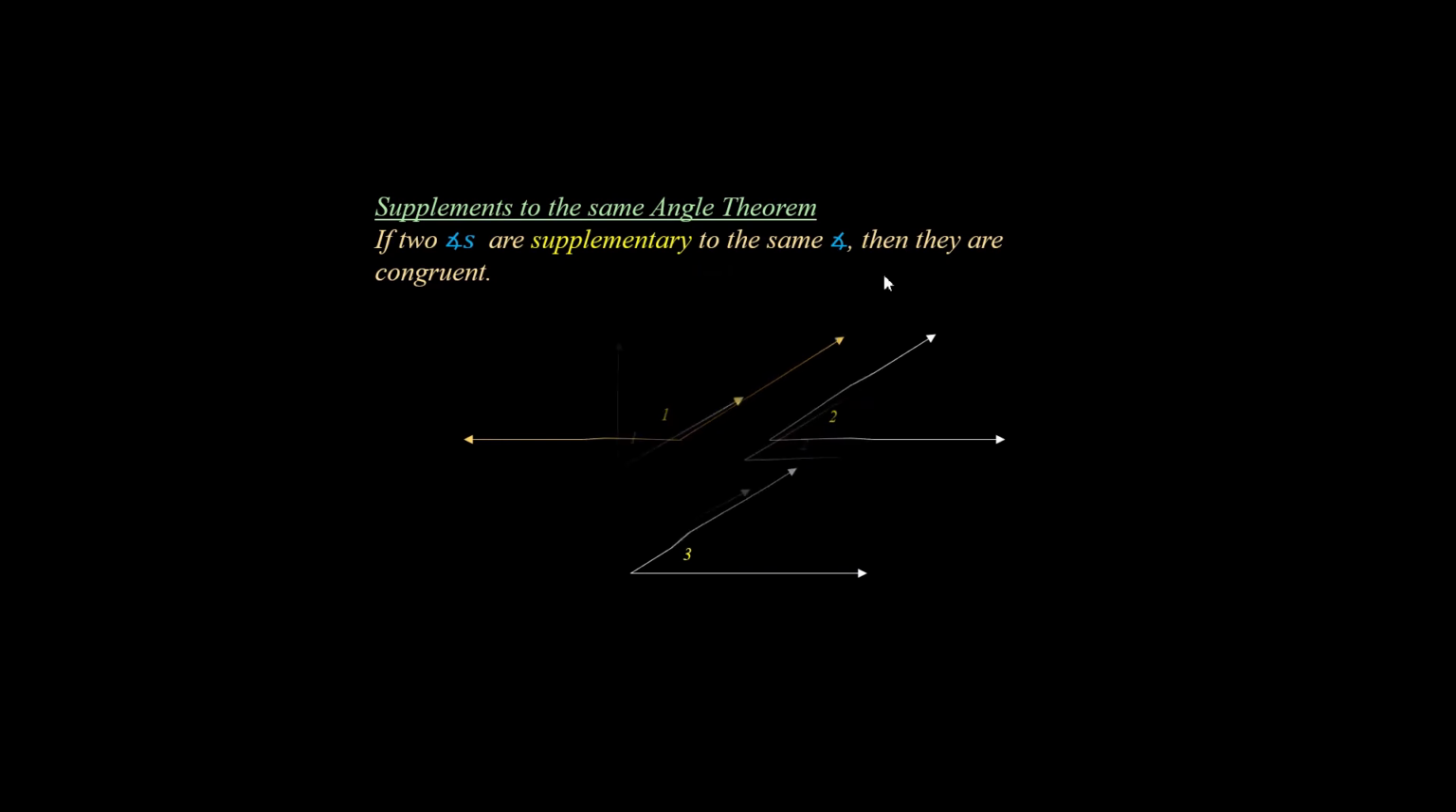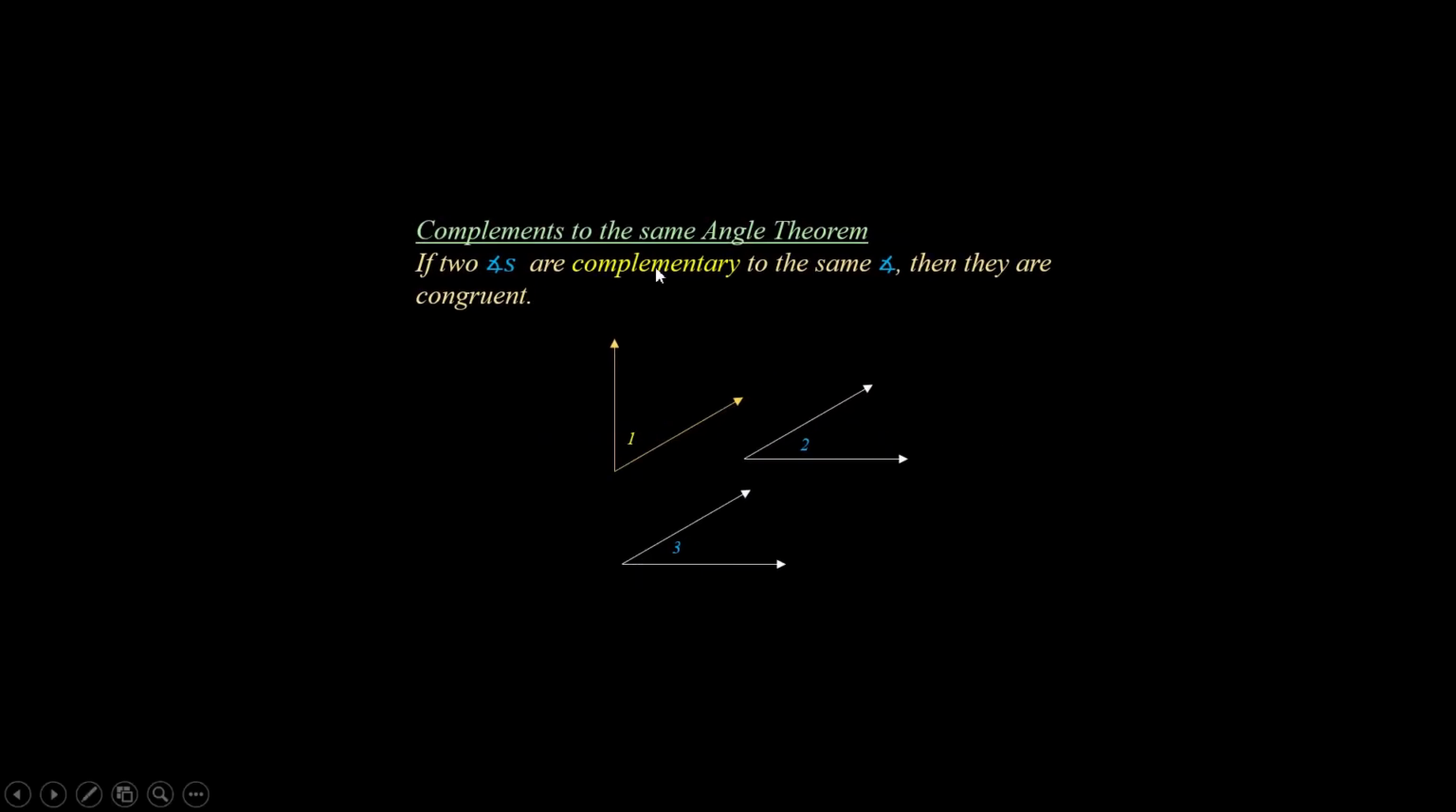And finally, if two angles are complementary to the same angle, then they are congruent. Complements to the same angle theorem. Angle 2 is complementary to 1, 3 is complementary to 1, therefore angle 2 and 3 are congruent. If two angles are complementary to the same angle, then they are congruent. We shall build on this next time.